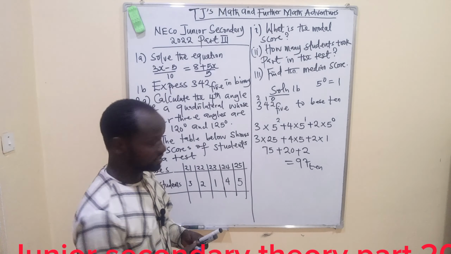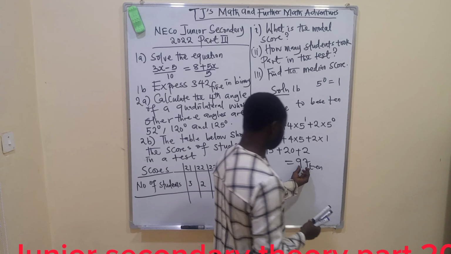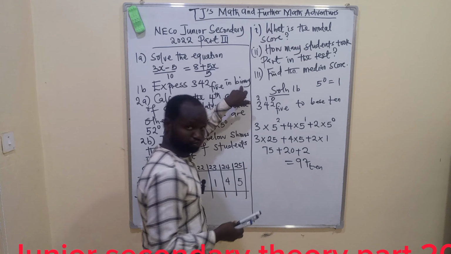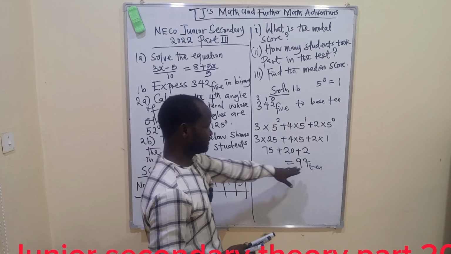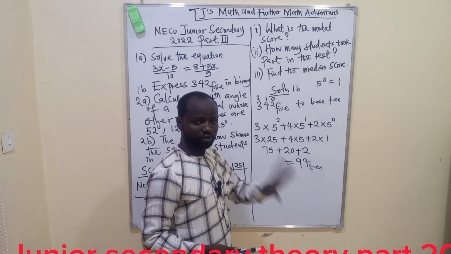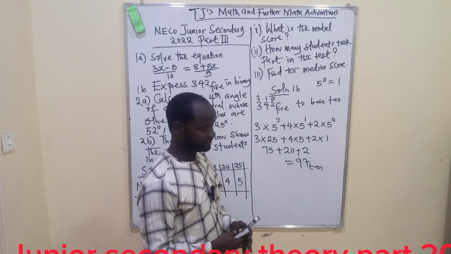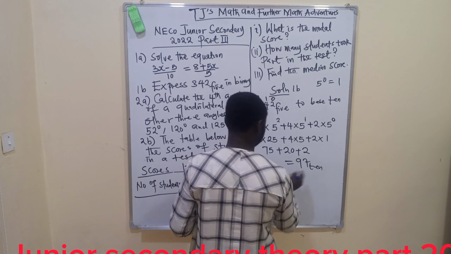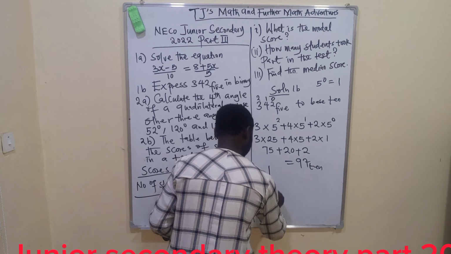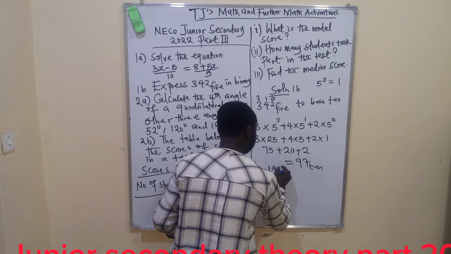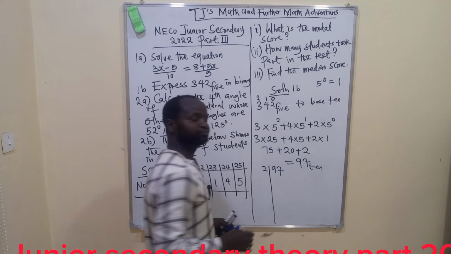This is now in base 10. So we have to convert this from base 10 to base 2. When we are converting from base 10 to any other base, we divide. So the next step is to convert this to base 2. We divide this 97 by 2.